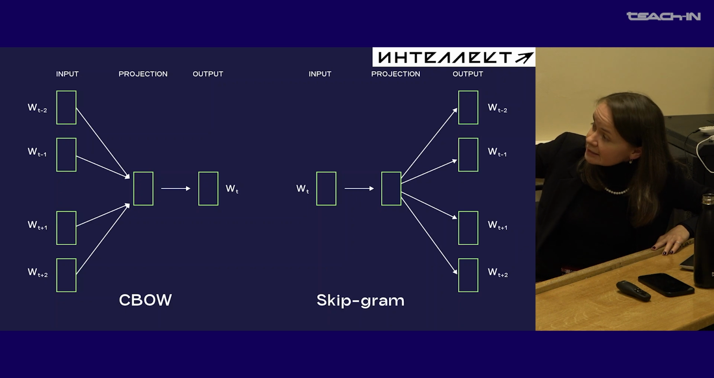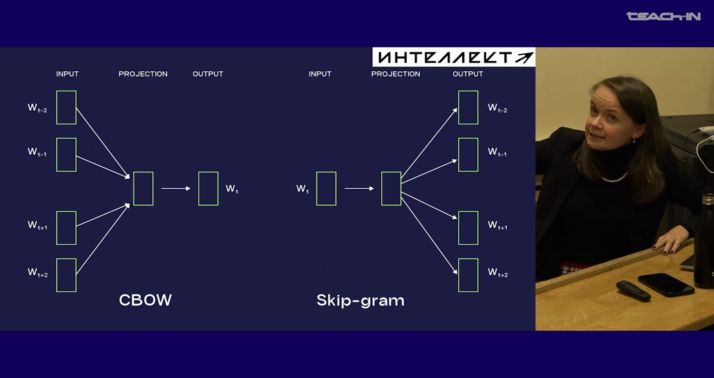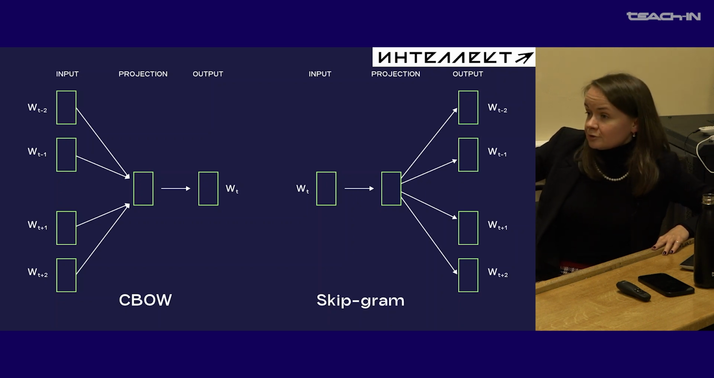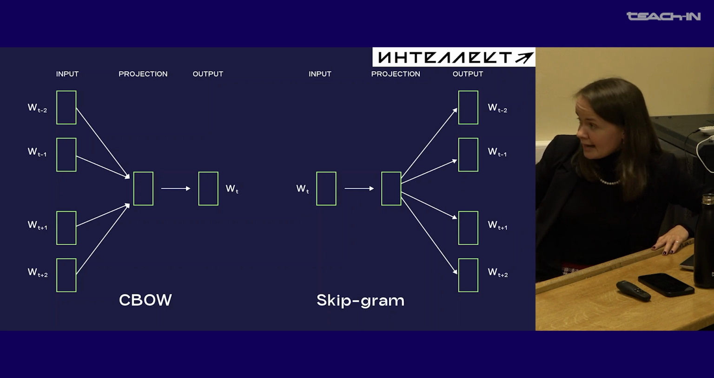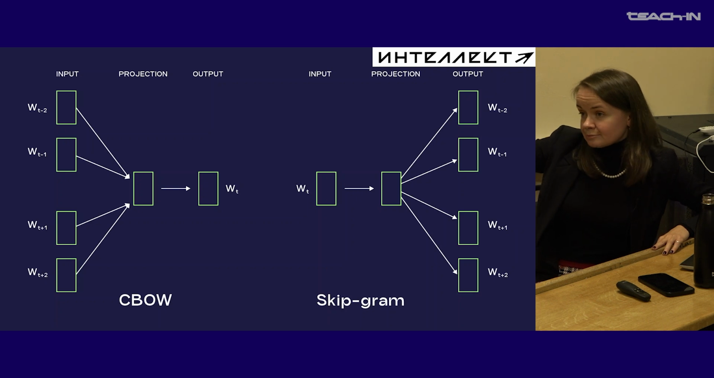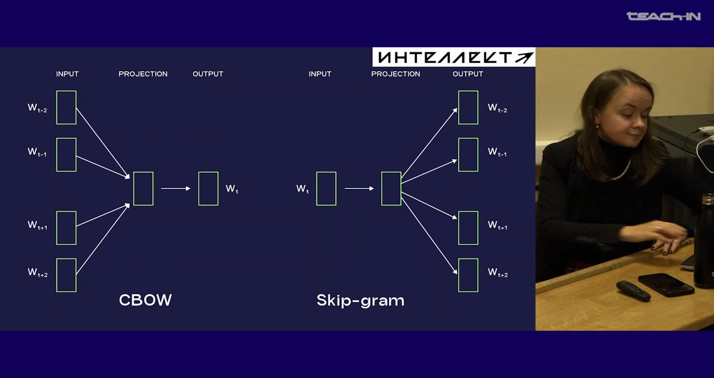Skipgram is the opposite. It has the word, and then it needs to go on with the story. Yeah, it needs to find the context of it. So the choice of one of the architectures depends on the task that the model has, either to find a particular word or to generate some additional context.